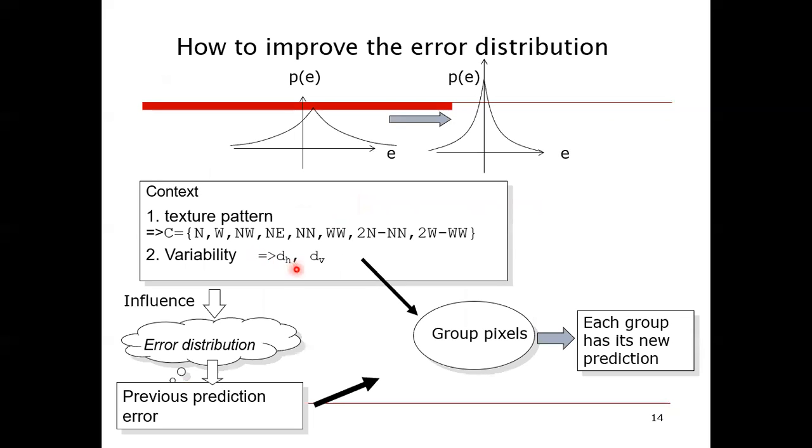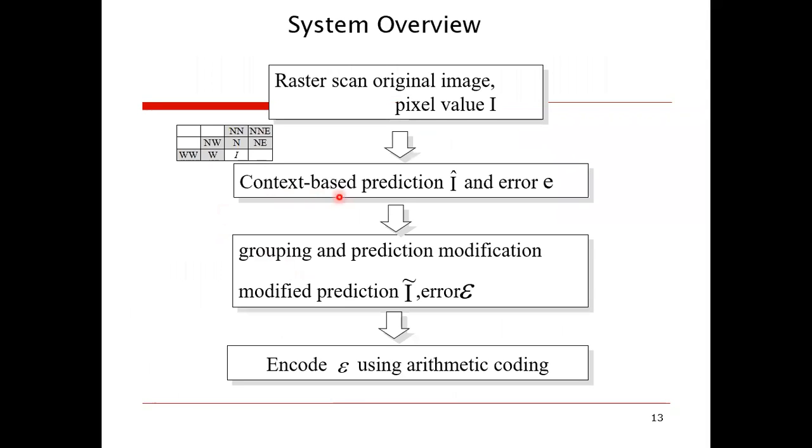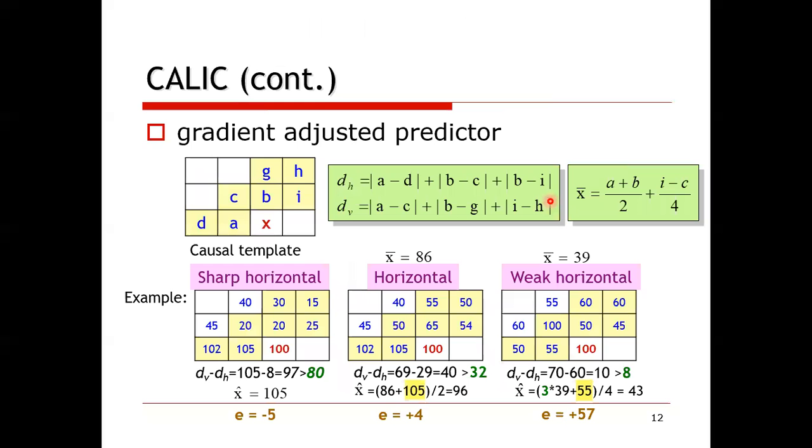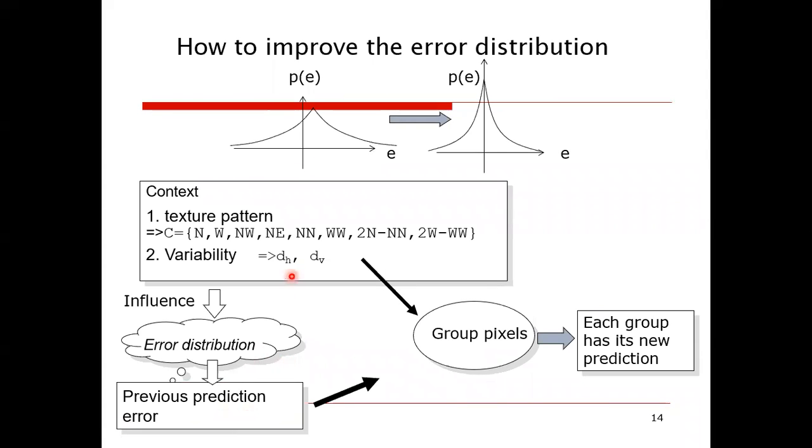Variability is greater than or equal to dh or dv. So the second step is to find the predicted value of the given pixel I, denoted as I bar, and the prediction error E. After finding both values, I and the prediction error E, you will perform the grouping operation on the given pixels.